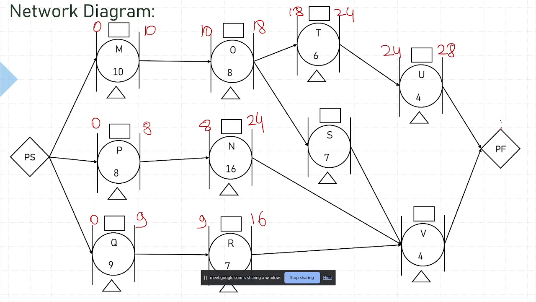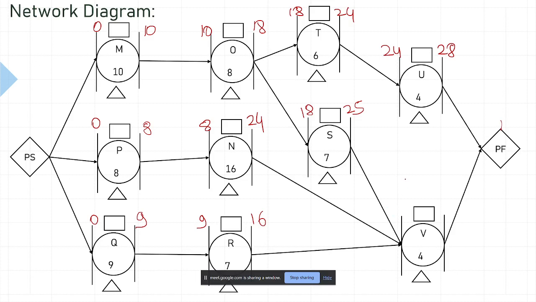Let's finish S and V first. So this will again be 18, yeah, and 25. What about this? Yeah, we need to calculate. There are three predecessors, so we'll have to calculate three.